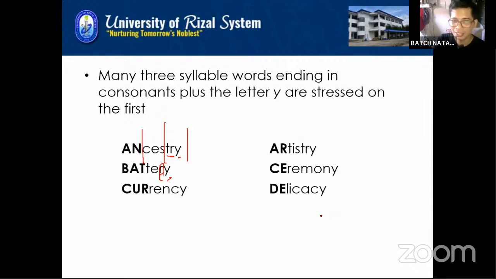Delicacy. Okay, the stress falls on the first syllable. Ang bagal-bagal mo nga. Dapat kasi delicacy ka eh. Charot. Okay. Delicacy.